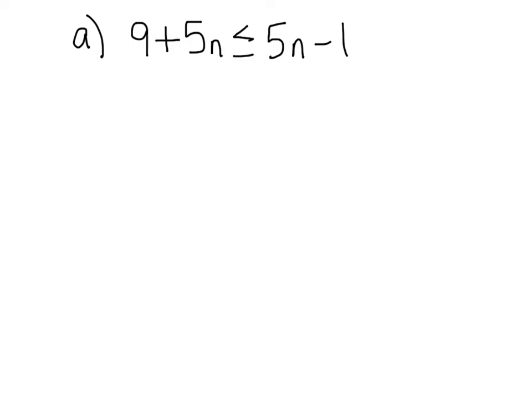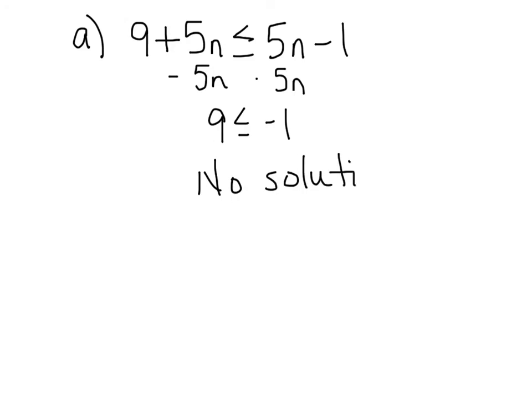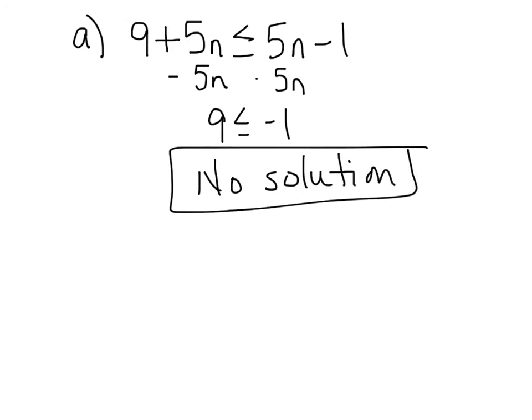Variables on both sides, so the first thing I want to do is subtract 5n. If you subtract 5n on both sides, that's going to leave you with 9 is less than or equal to negative 1. So you have to ask yourself, is that a true statement? Is 9 less than or equal to negative 1? No, it's not. Therefore, this is not true. Therefore, your answer is no solution.